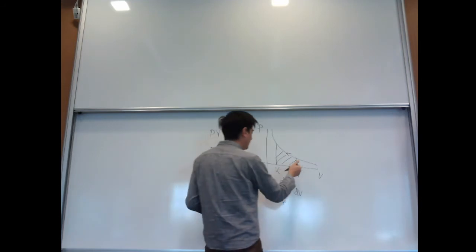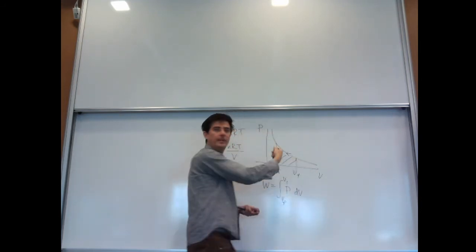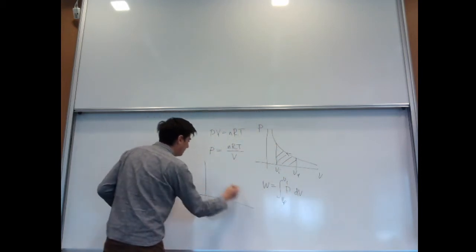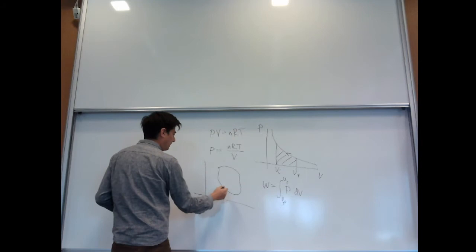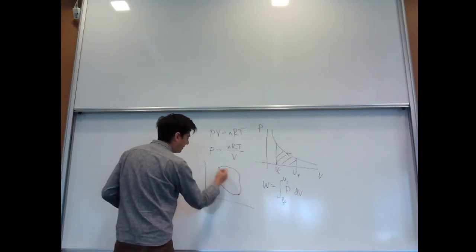Right, negative, right? So basically, if we're going this way, it's positive, and if we're going this way, it's negative, right? Okay, now if we're looking at a cycle, we can break it into two parts, right?